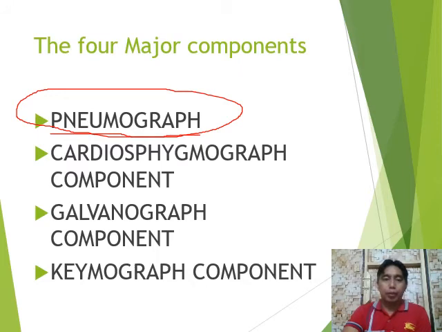So we have the galvanograph component, which records the skin resistance or the sweat gland activities. I'm not going to talk about this because we have another video introducing the components of the polygraph machine, as well as which part of the body this component will be attached to. So just watch that separately, and hopefully you will understand better what these 4 major components are.